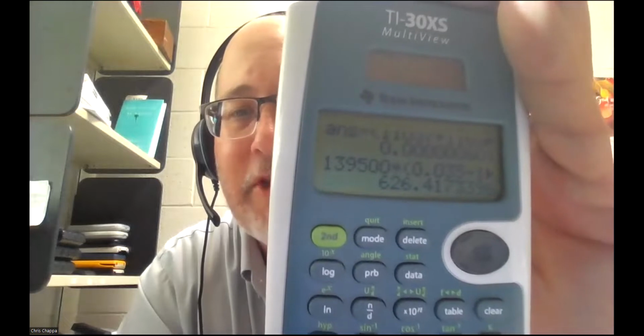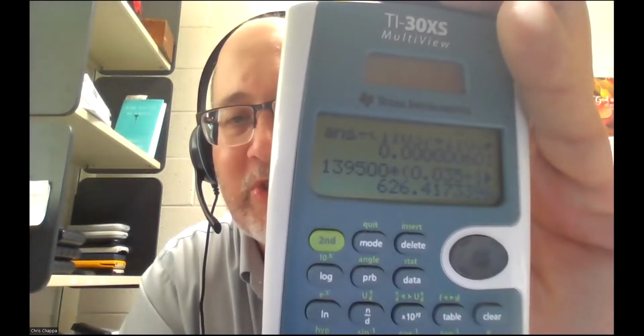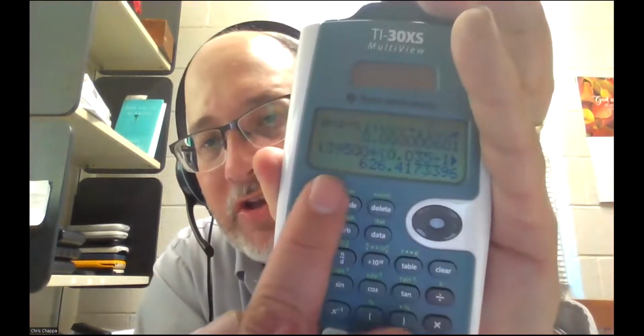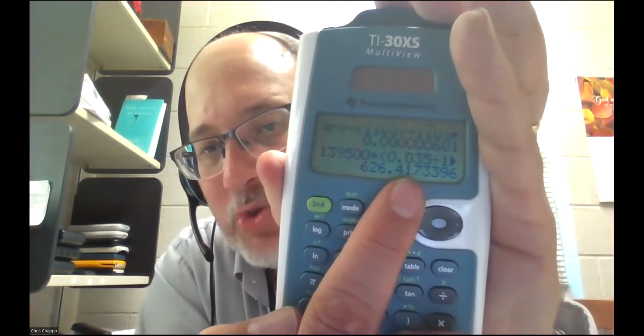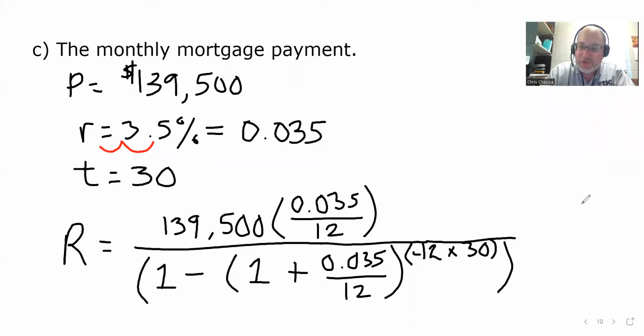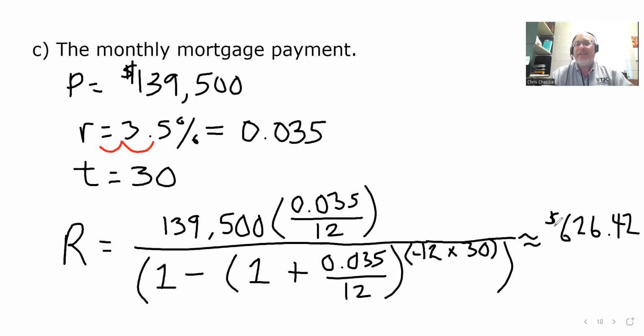And I get a monthly payment to the nearest cent of $626.42. 42 because the 7 after the 1 rounds the 1 up to a 2. Approximately $626.42. And if you're thinking that's a lot to pay each month for a mortgage, it's not.